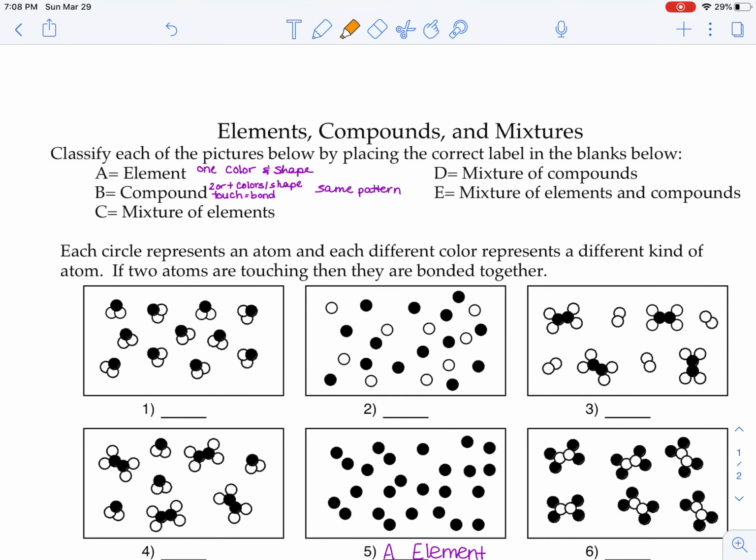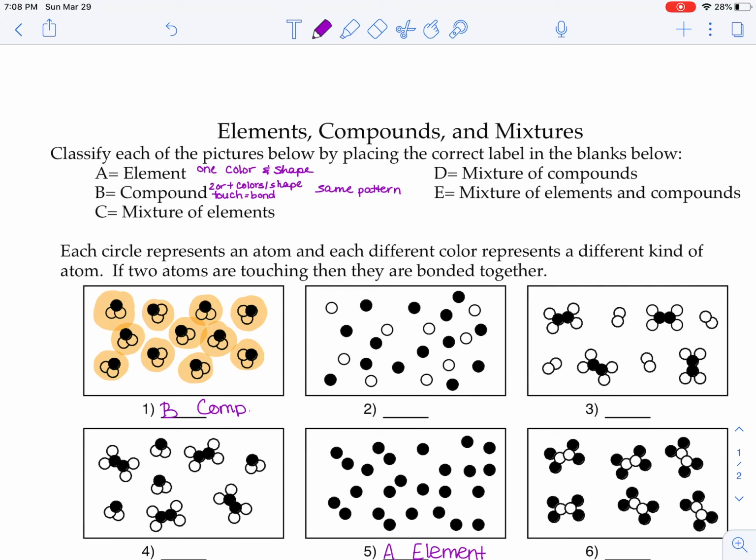So I'm looking for 2 or more colors or shapes that are touching where all of the pieces in the box are the same. So if I look here at number 1, I have 1 black and 2 clear, white. If I look at all my shapes, they are all 1 black and 2 white. They're all the same pattern or same ratio. And there are 2 or more colors and they are touching. So that means that this one is a compound.